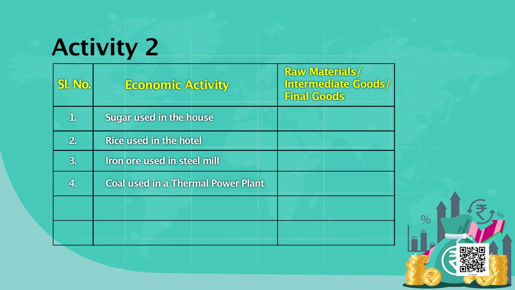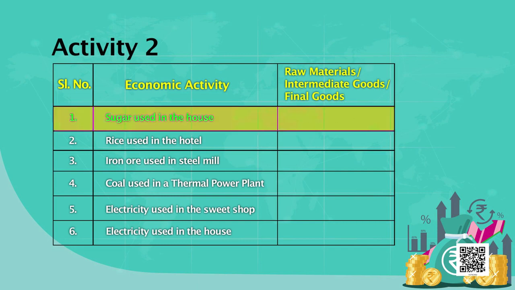Coal used in a thermal power plant, is it a raw material or intermediate good or final good? Electricity used in the sweet shop, is it a raw material or intermediate good or final good? Electricity used in the house, is it a raw material or intermediate good or final good? So can you just tell your answer.